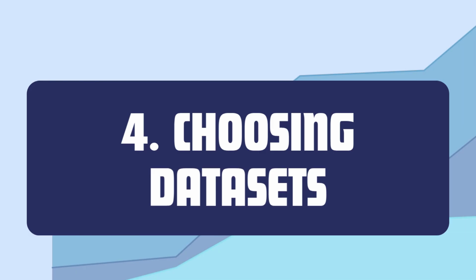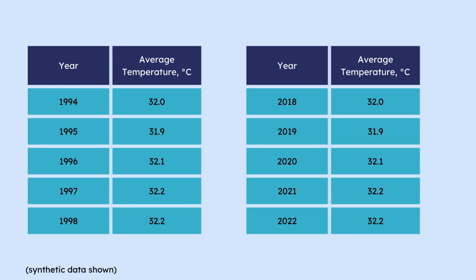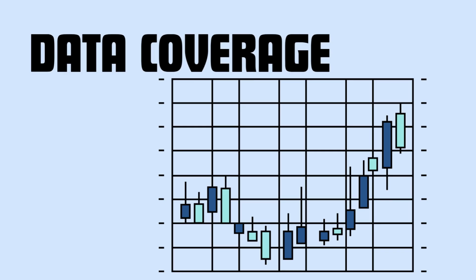To conclude, let's discuss how to choose the right datasets. Once we find the datasets related to our desired topic, we can evaluate them based on recency and coverage. More recent data provides the most relevant picture of the world today, so should be preferred to the older data. Therefore, the dataset shown on the right would be better to use than the one shown on the left. As for coverage, having more complete data means that more accurate insights and predictions can be obtained. Therefore, data which has less missing values and covers all the desired features is more beneficial.